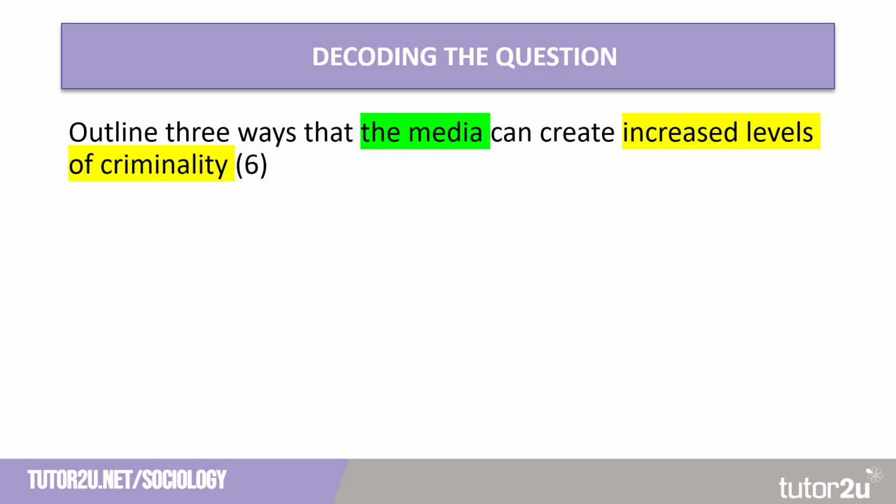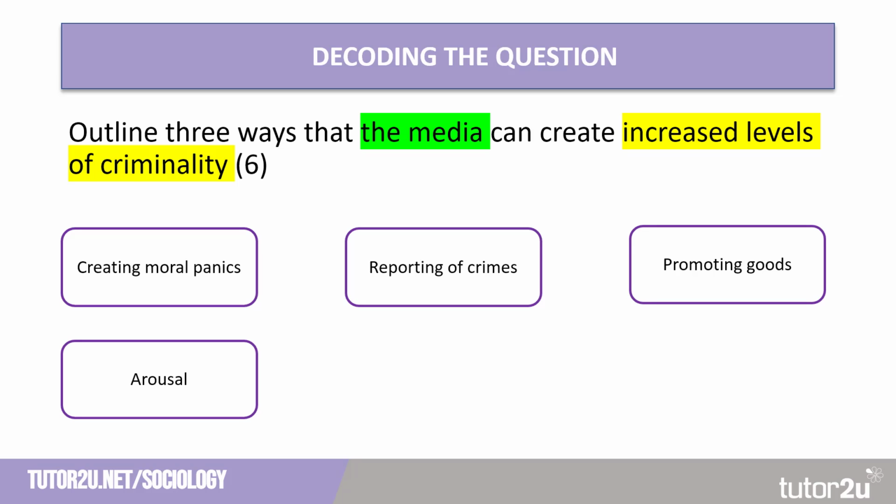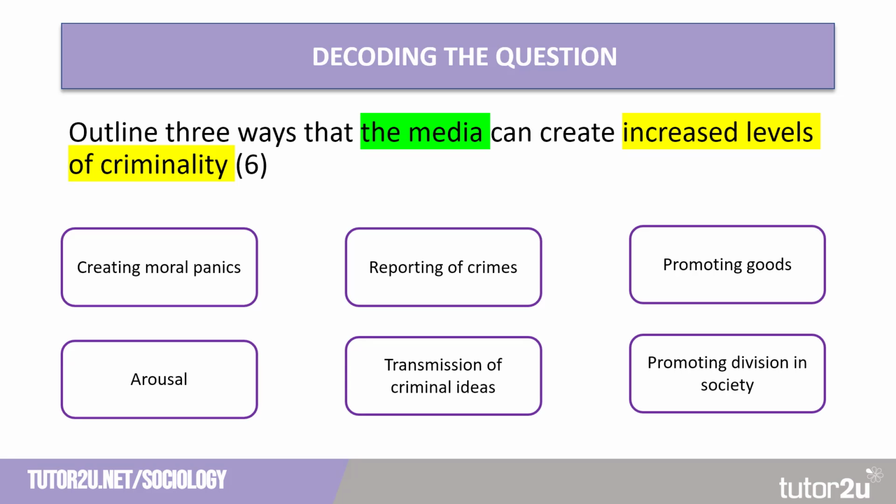So let's think of some of the ways in which the media and crime are linked. Creating moral panics. The reporting of crimes. Promoting goods. Arousal. The transmission of criminal ideas, and promoting division in society. So a number of different ways in which the media can then impact on increased levels of criminality.